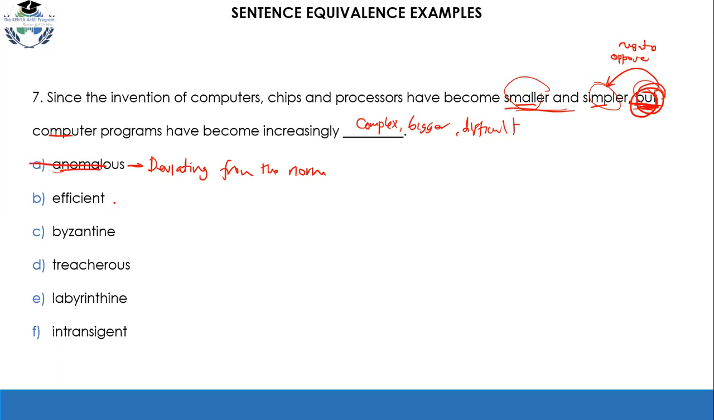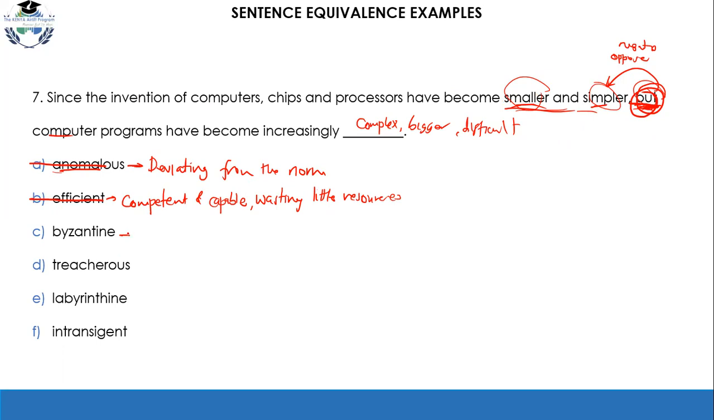The second one, we have efficient. Efficient is being competent and capable, wasting little resources. So that's what efficient means. Again, we need it to be the opposite of smaller and simpler. So we're saying but. Smaller and simpler is something efficient, so it's not efficient. It becomes probably less efficient, right? So that again will not work.